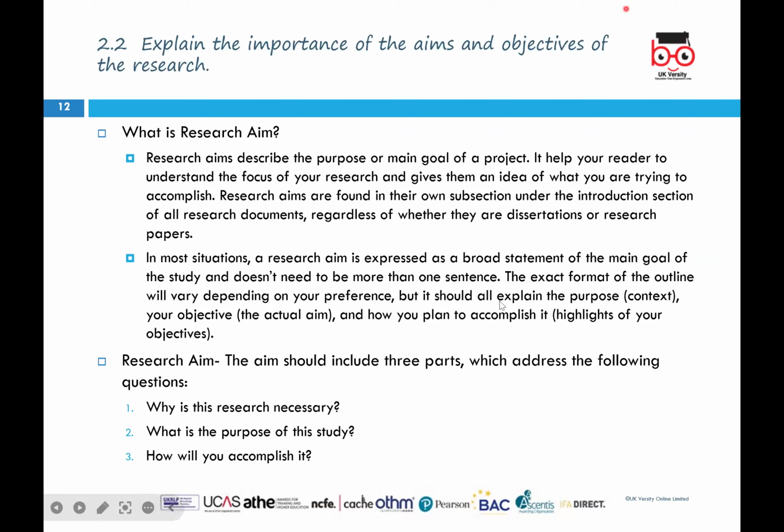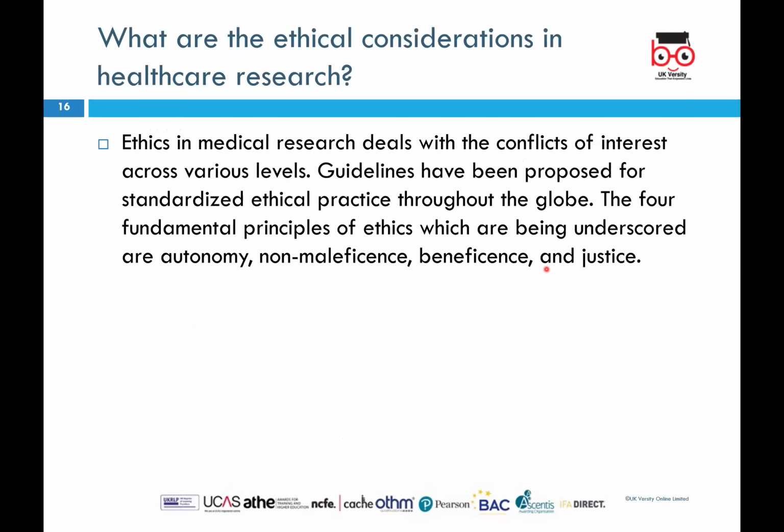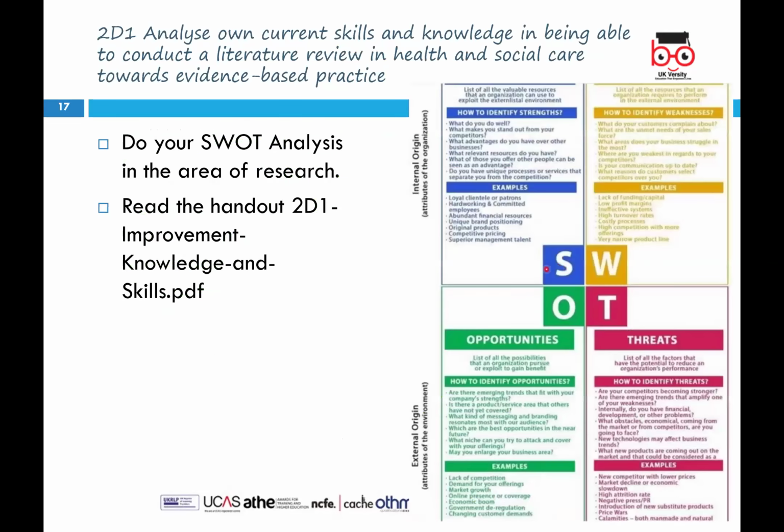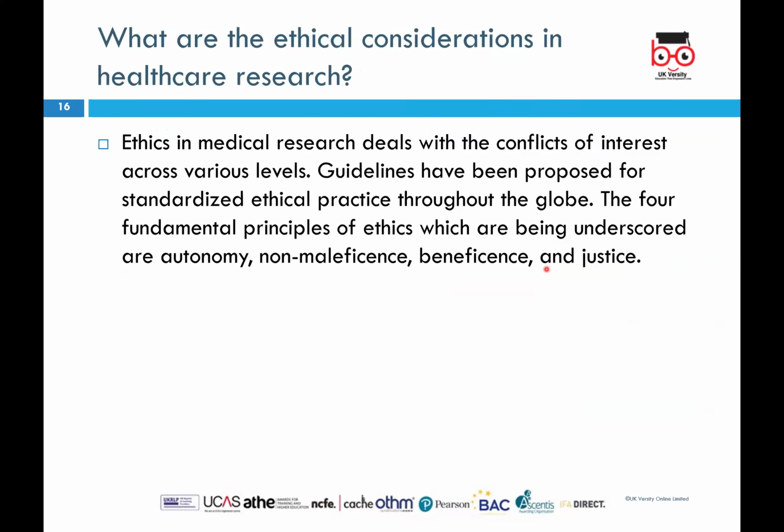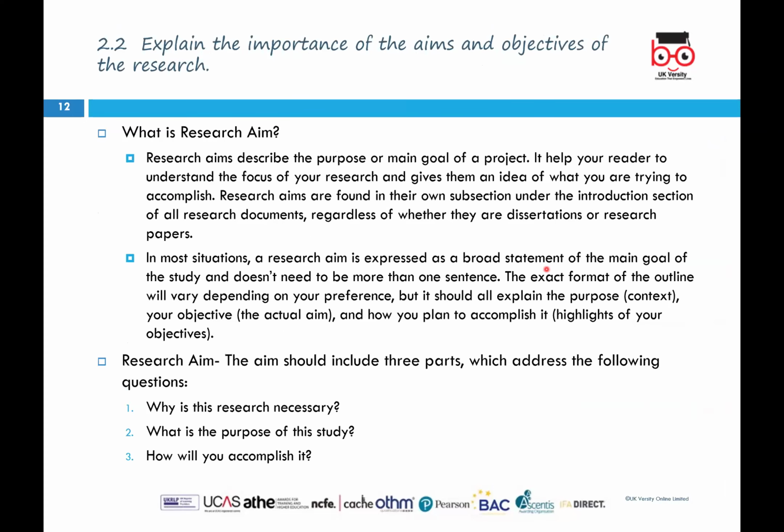Now, coming towards a few more slides where we would want to explain the importance of aims and objectives. Why are they important? So, coming back, what is an aim? A research aim describes your main purpose, or your main goal of the project. There's a difference between objectives and aims. It would help you or your reader to understand the focus of your research, and it would give them an idea of what you are actually wanting to accomplish, okay?